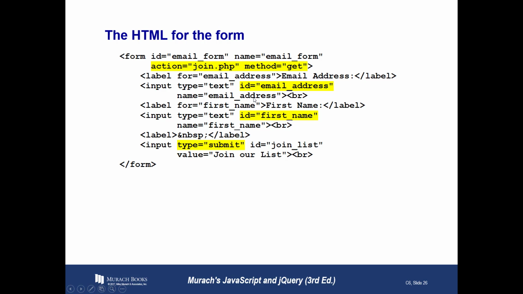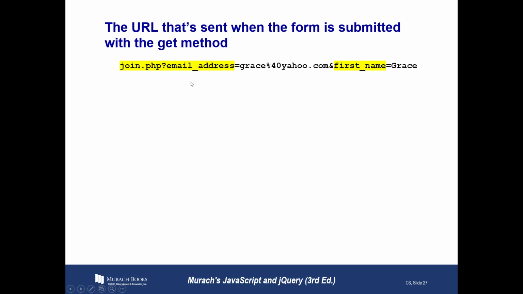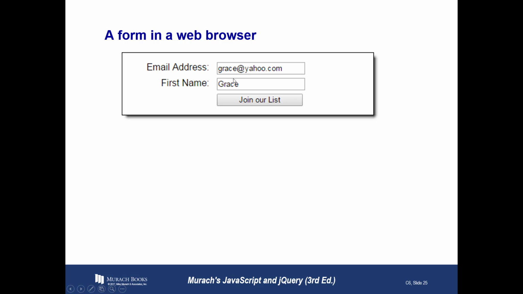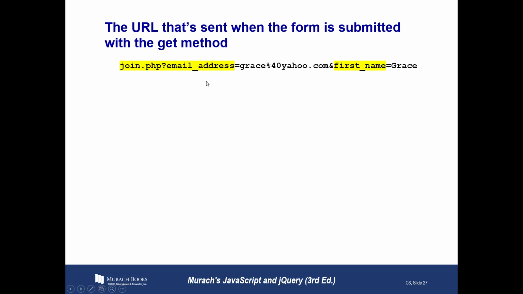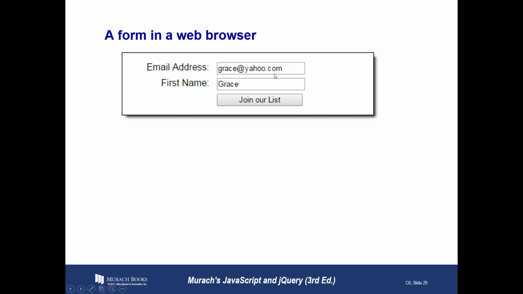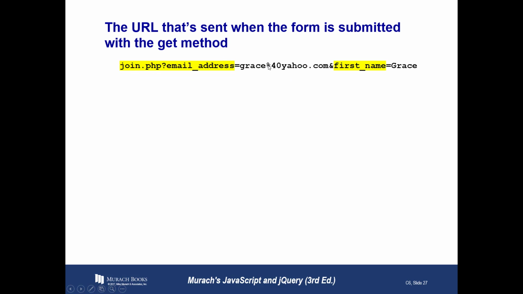So we can write HTML. When we write this and we put in this information, we click this button, this is the kind of thing that gets sent to a server. So it's going to be sent to a file named join.php. The email address that's going to be sent is Grace. The %40 means at. So the Grace at yahoo.com, so that's what gets sent. And the first name is Grace.